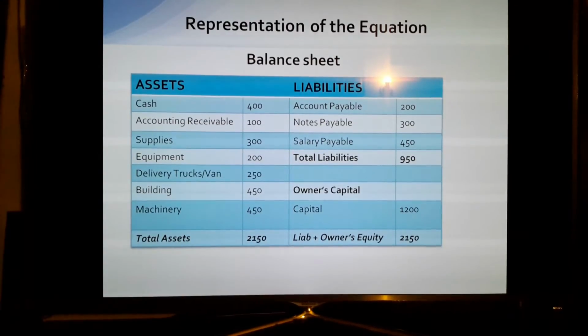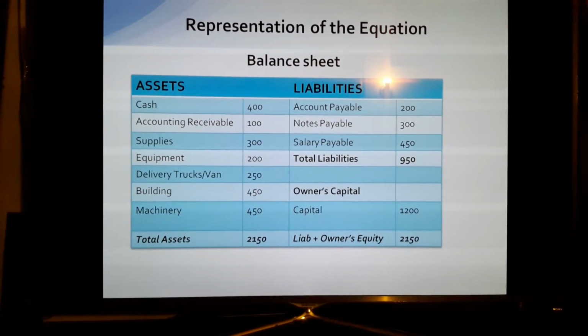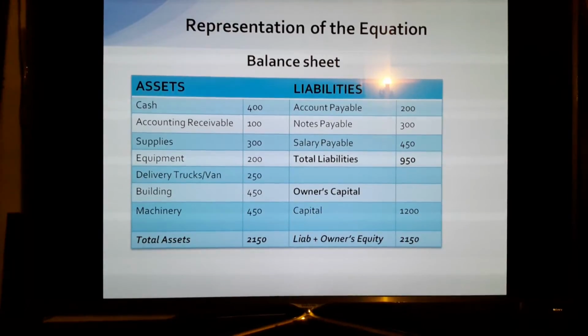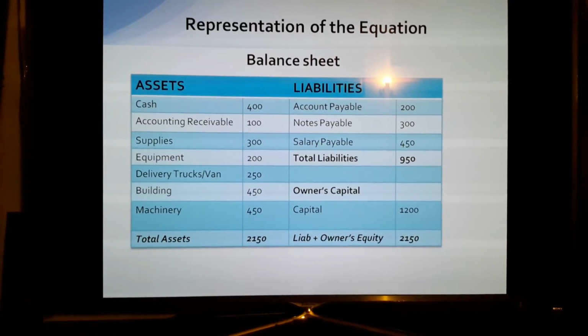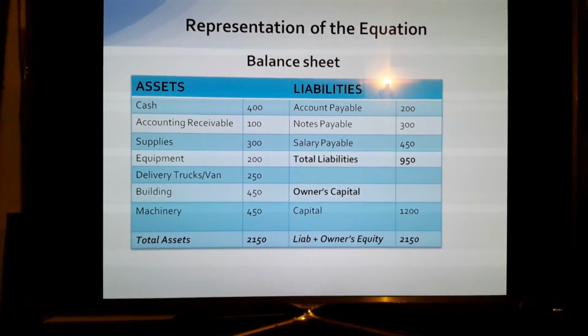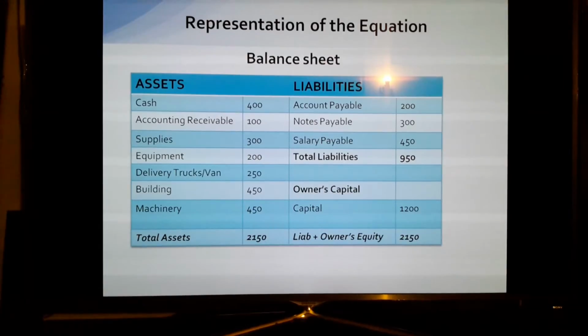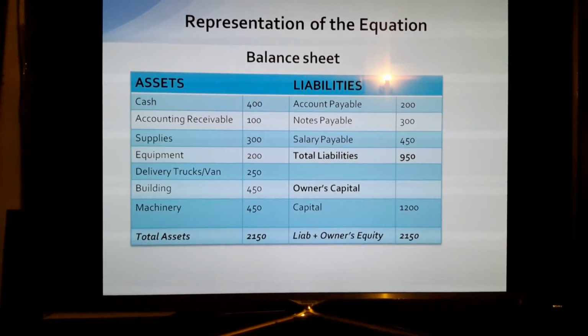So this is an account form of a balance sheet. You have the account form, which is like this, and you have a report form, which is just one column. You don't have these two columns. It's just one column, the report form. This is the account form of a balance sheet.